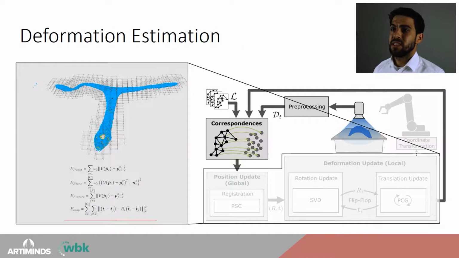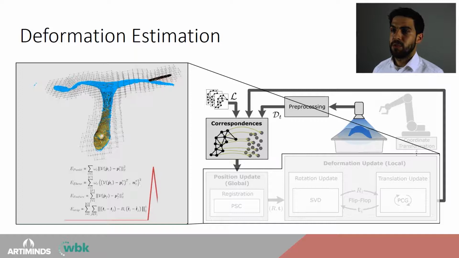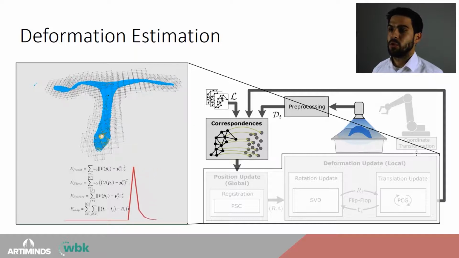Knowing these correspondences is the input for defining a nonlinear optimization problem, which tries to minimize the distance between the found correspondences. Additionally, we use a regularization term for the occluded areas of the object for which we can't find correspondences. The regularization term is a commonly used as-rigid-as-possible approach.